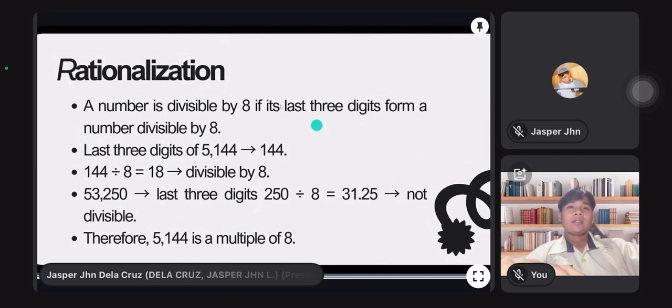Okay? So I think that's it for our rationalization of the Prof Ed, Gen Ed, and specialization.